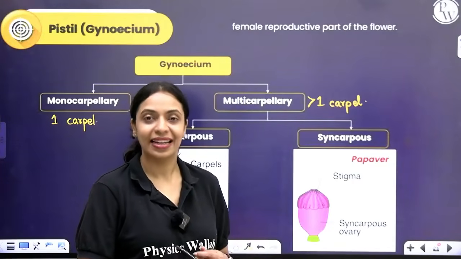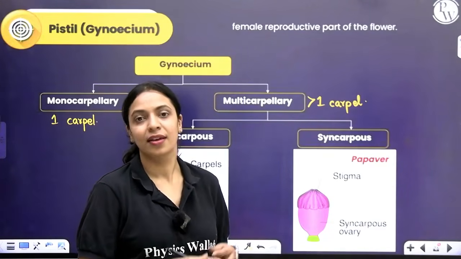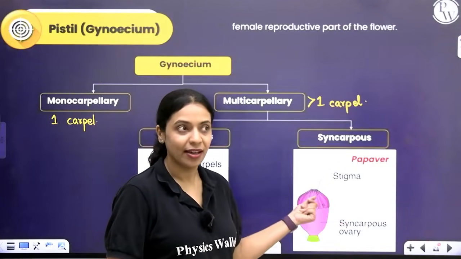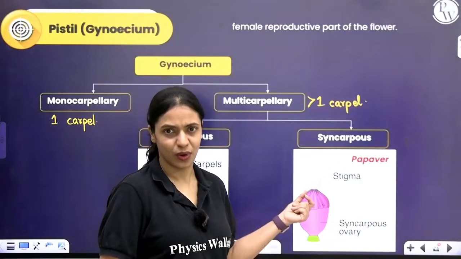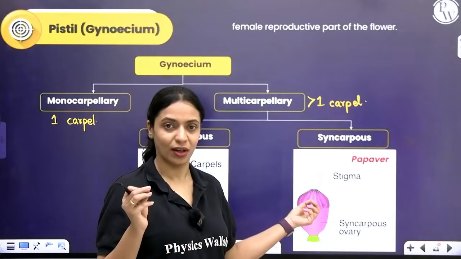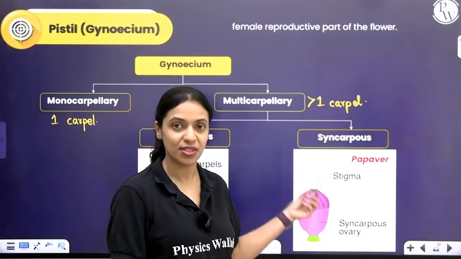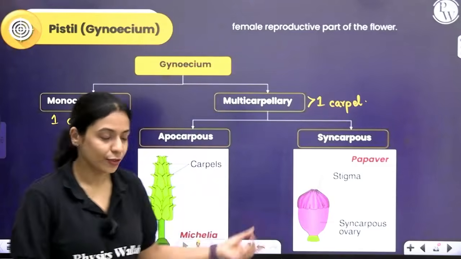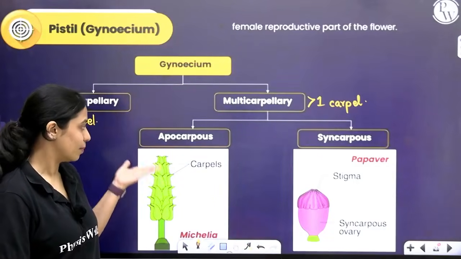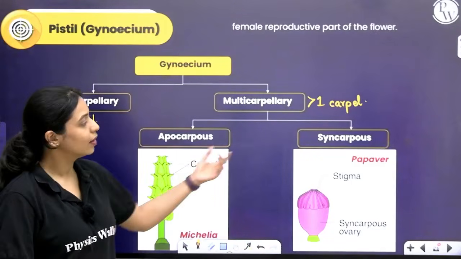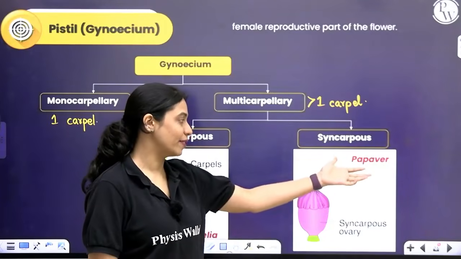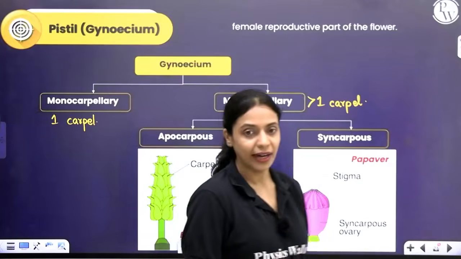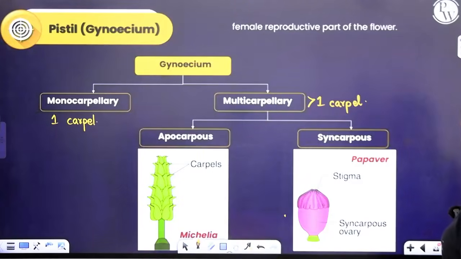Example for syncarpous condition is papaver. Example for apocarpous condition is Michelia. Michelia is sampige, champaka I think it's called, I'm not sure in Hindi. Sampige, yellow color, yellowish orange color flowers it produces. So there it is apocarpous, not fused, and apocarpous is here, this is Michelia. And the syncarpous is papaver. You can see that the different carpels are fused here. Alright, examples, very important, you must remember.